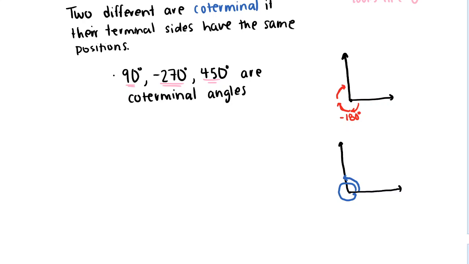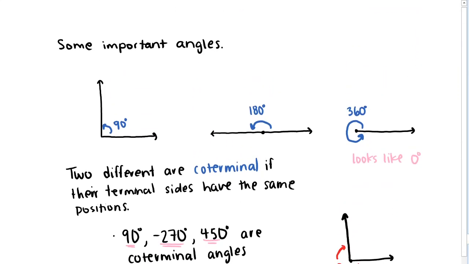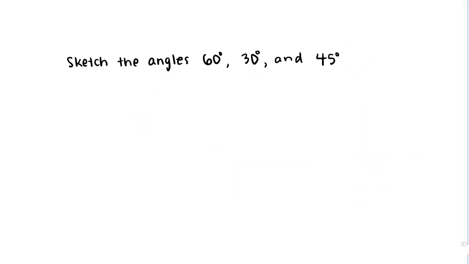Okay, so let's sketch a few more examples of important angles. The examples up here are all ones that you ought to be able to pretty quickly think of. And here are a few more that we're going to constantly talk about throughout this class. Maybe take a moment to pause the video and see if you can draw these three different angles: 60 degrees, 30 degrees, and 45 degrees.